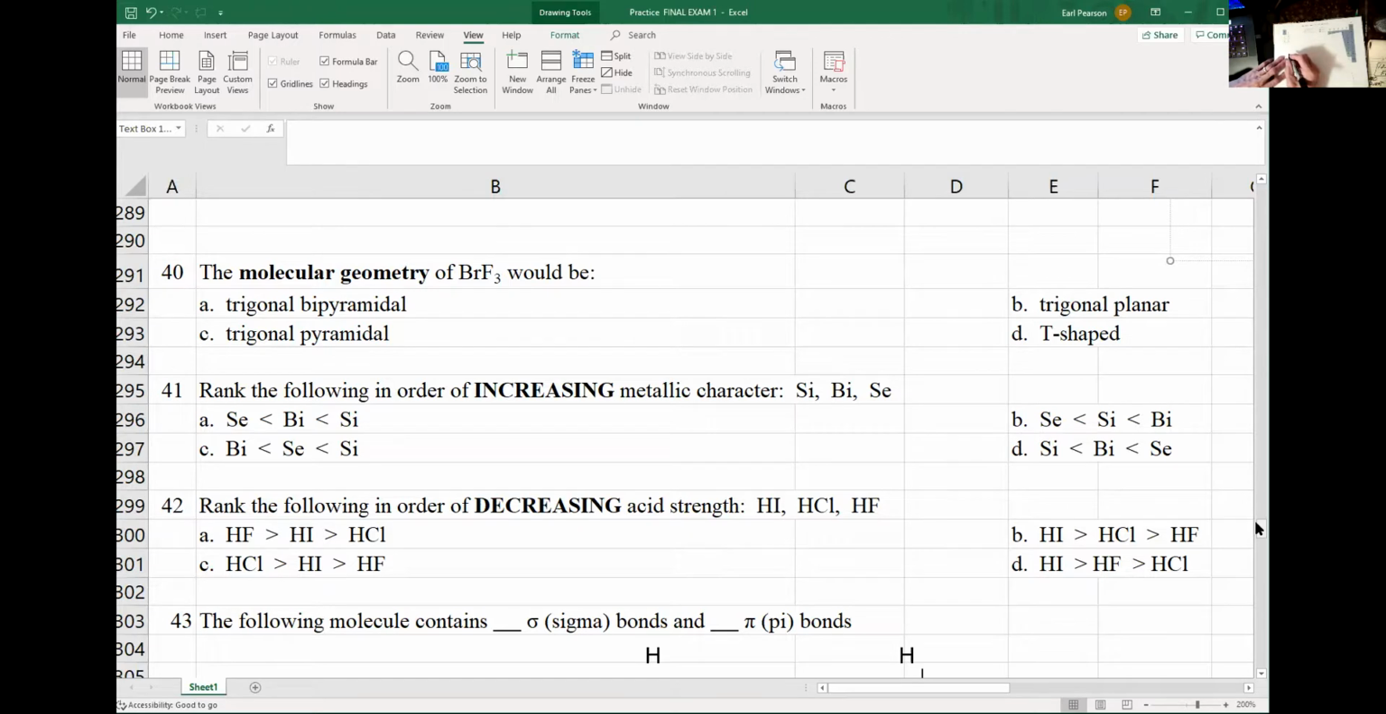All right. And 41. Rank the following in order of increasing metallic character. And again, I'll copy these down and take you over to the periodic chart. We're looking at silicon, bismuth, and selenium, and we want metallic character.